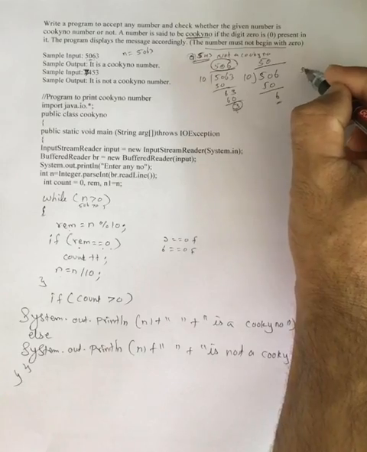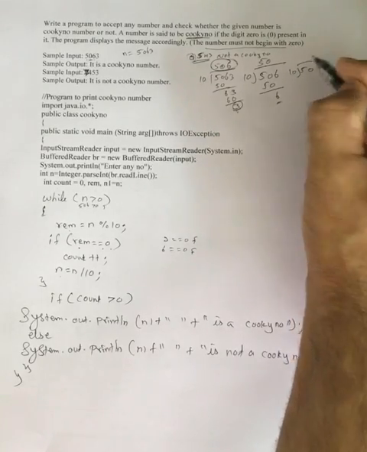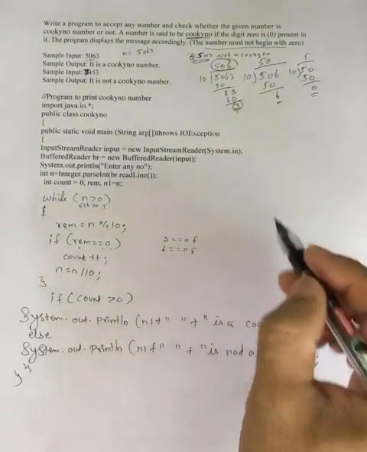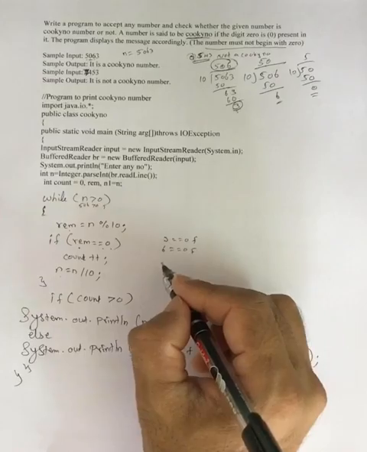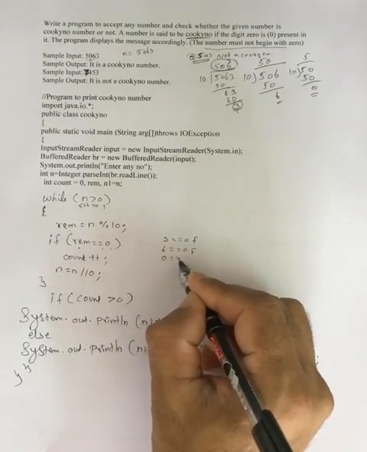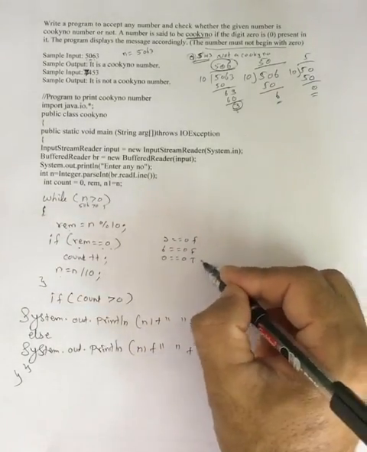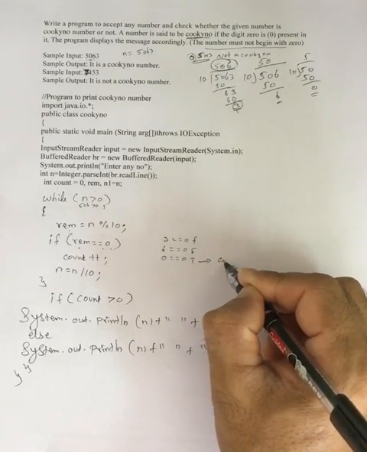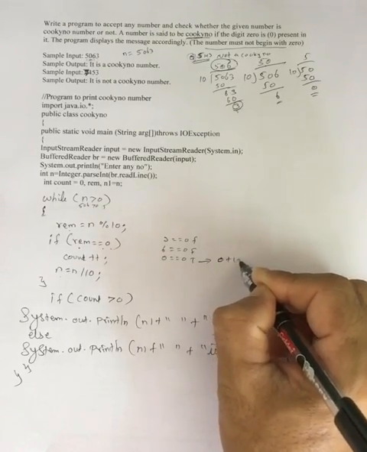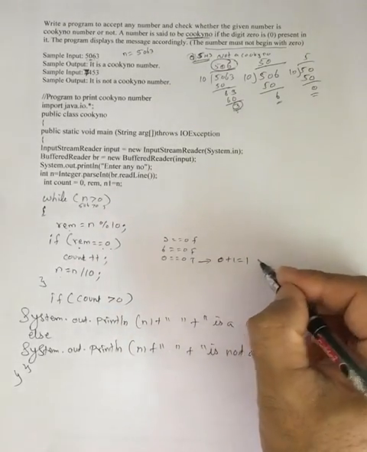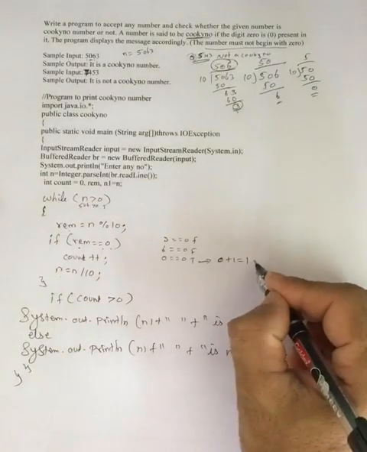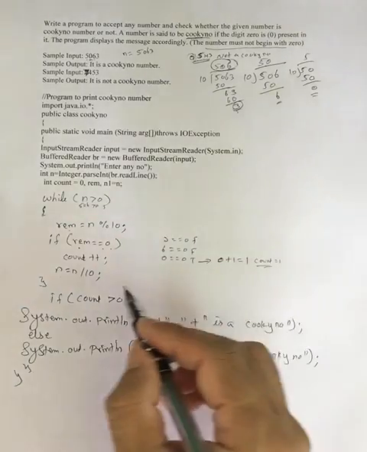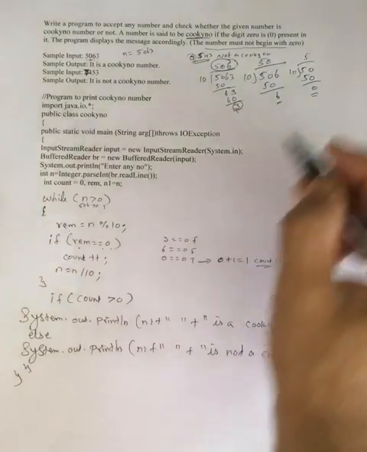The next n number is 50. 50 is divided with 10. 5 tens are 50, and the remainder is 0 here. Yes, we got one of this. Remainder is 0, so is 0 equal to 0? True. So if the condition is true here, then count plus plus. Count plus plus means count is equal to 0 first, 0 plus 1 is equal to 1. So this is your count value. Count is equal to 1 now.